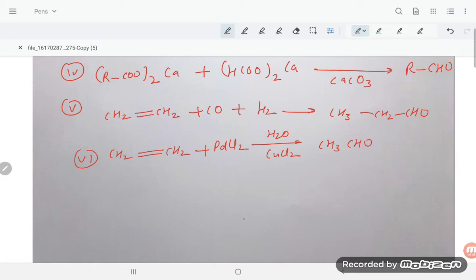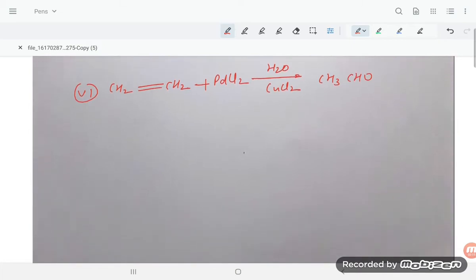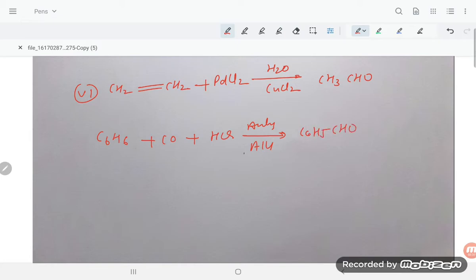Now we are talking about aromatic aldehydes, student. For aromatic aldehyde, the Gattermann-Koch synthesis is there. By this reaction you can prepare it: C6H6 with CO plus HCl. So what product are you going to get, student? Anhydrous AlCl3 is also required, dear student. So it will give C6H5CHO, students. This is what is known as the Gattermann-Koch reaction.